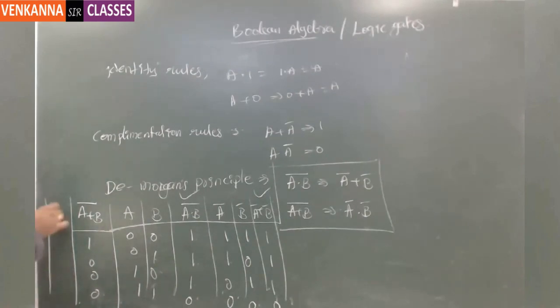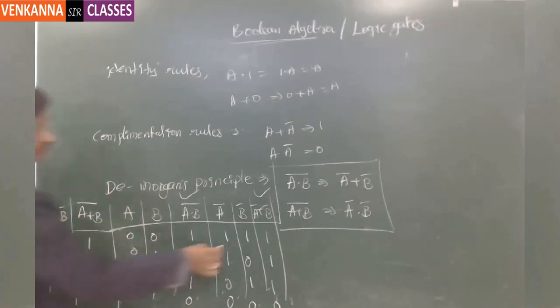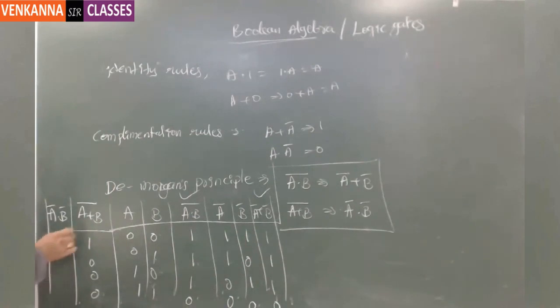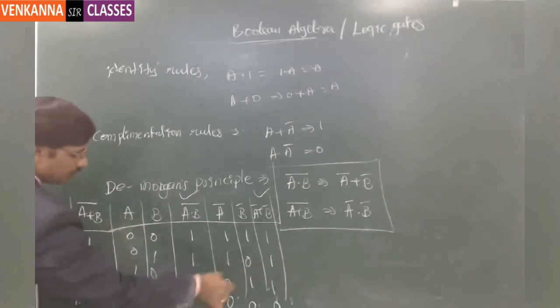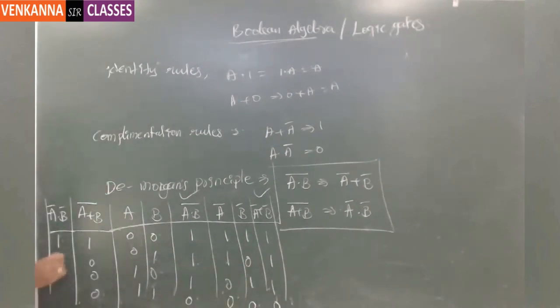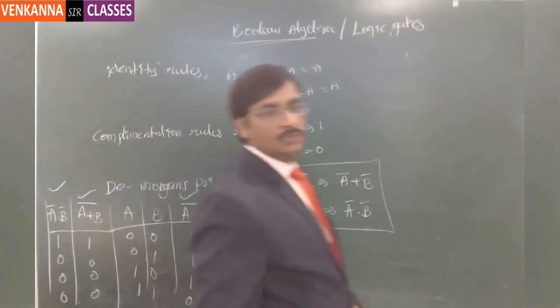So here A bar dot B bar, if I put it here, 1 dot 1 is 1, and 1 dot 0, 0 dot 1, 0 dot 0, all are zeros. If you notice, these two are one and the same. So these are the two important rules of De Morgan.